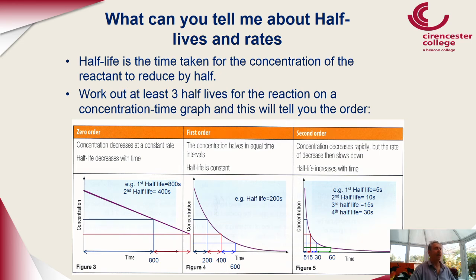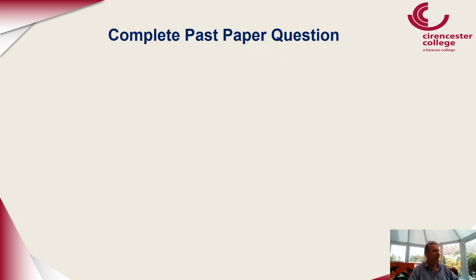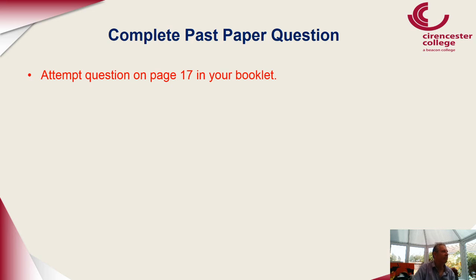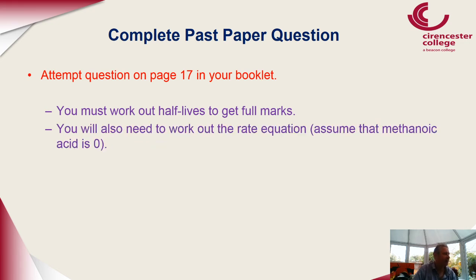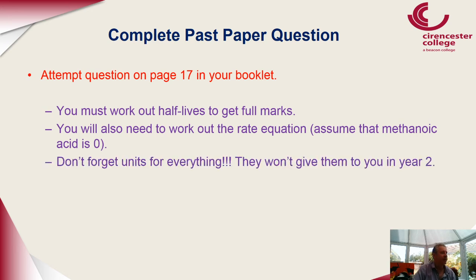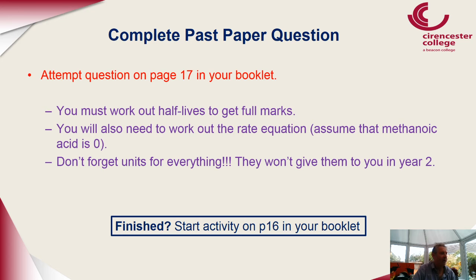Right. So now, what we want you to do is complete the past paper, which is question 17 in your booklet. You will need to work out half-lives to get full marks. Remember, you need to do at least 3 half-lives. You need to work out the rate equation. Assume that the methanoic acid is 0 order. Don't forget units for anything. They won't give them to you in year 2. You'll have to work them out. And then we'll start on page 16 in your booklet.